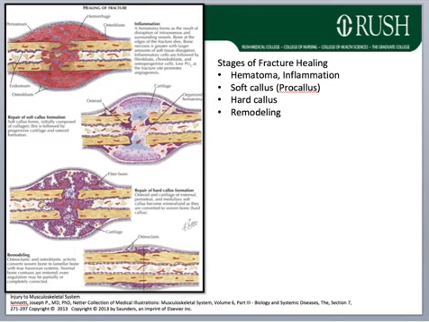This is where the initial repair consists of primarily collagen before osteoid and calcification is formed. When that process occurs, that's called the hard callus, and this is where the collagen is transformed into osteoid type bone, and this is calcified and leads to the next stage of remodeling, where the callus is reformed or remodeled to match up with the normal bone adjacent to it.